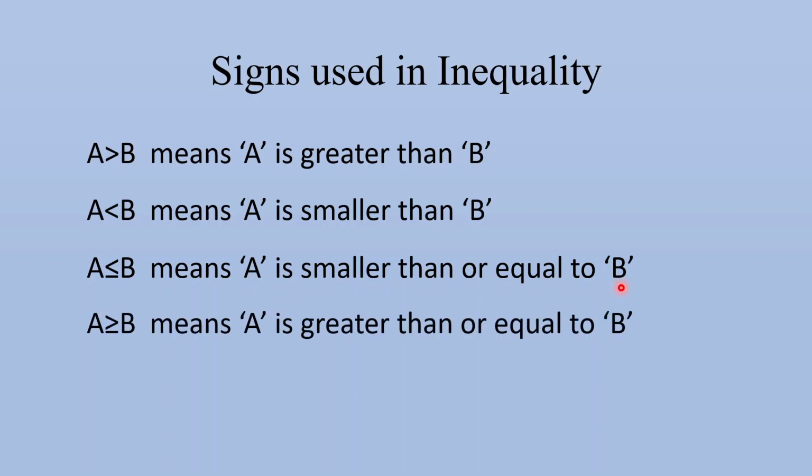The fourth sign is this one. This sign is greater than or equal to. The mouth is open towards A, so it will be read as A is greater than or equal to B. Now the last sign is this one. This sign is equal to sign. So this whole statement will be read as A is equal to B.